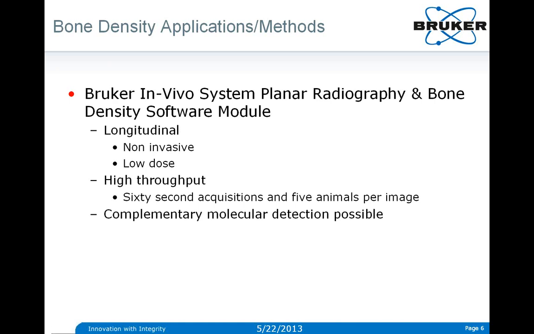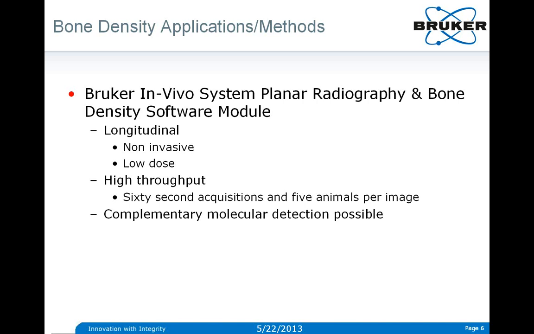The Bruker bone density software module provides some advantages over these existing methods for performing bone density analysis. Number one, it is a non-invasive and low-dose technique. So the animals can be imaged longitudinally at multiple time points in a single cohort. We don't have to use as many animals, for example, as you would if you were performing ex vivo analysis.